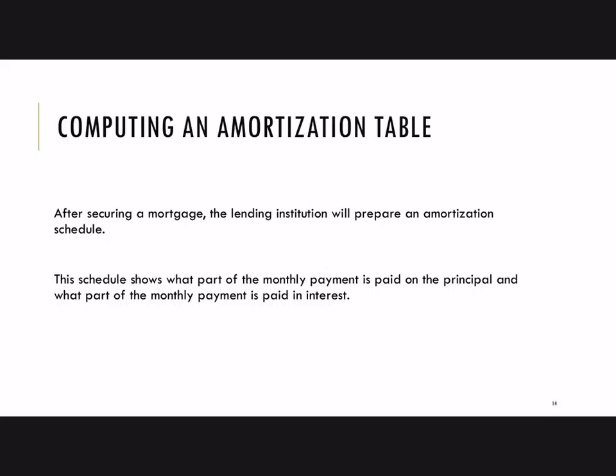Okay, the other thing that I would like to talk about in this video is computing an amortization table. After securing a mortgage, the lending institution will prepare one of these tables or schedules, and this shows you what part of the monthly payment is going towards the principal of the mortgage and what part is going towards the interest.